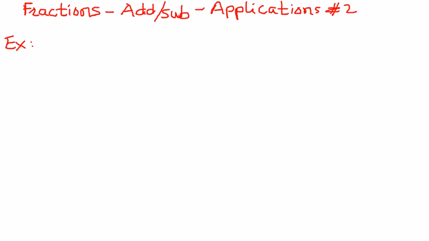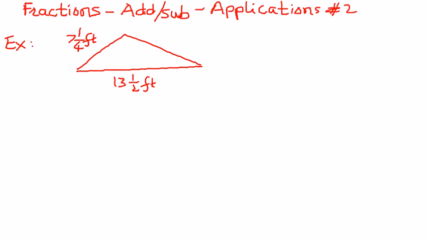So let me draw that figure here. Let us say we have a geometric figure in the form of a triangle like that, and then let us say the dimensions of this triangle are given to us as follows: 7 and 1/4 feet on one side, 13 and 1/2 feet on the other side, and then 11 3/4 feet on the third side. Let me write that a little better here. So this one is 11 and 3/4 feet.